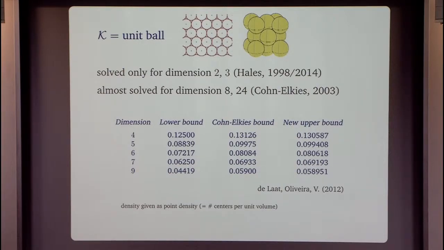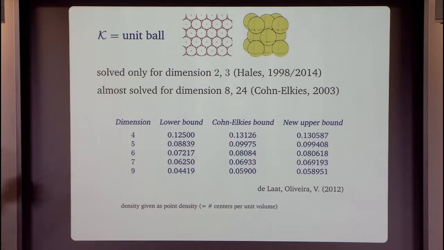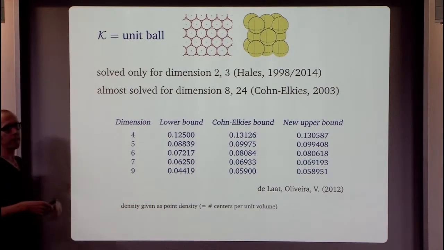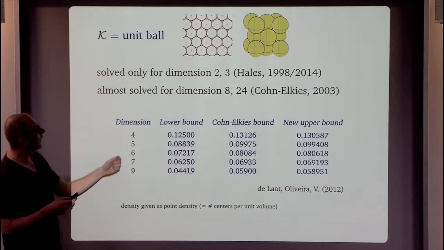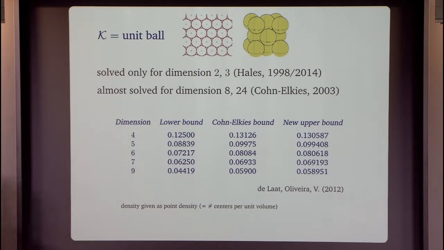Then there are two cases where it's almost solved, namely dimension 8 and 24, by Cohn and Elkies in 2003. In dimensions 8 and 24, things are very special because they have very good sphere packings. In dimension 8, the sphere packing comes from the E8 root lattice, and in dimension 24, it comes from the Leech lattice. Cohn and Elkies, using a sum of squares proof, could prove that this is optimal up to a factor of, I think, 1 plus 10 to the minus 30. So it's very, very close to optimal.